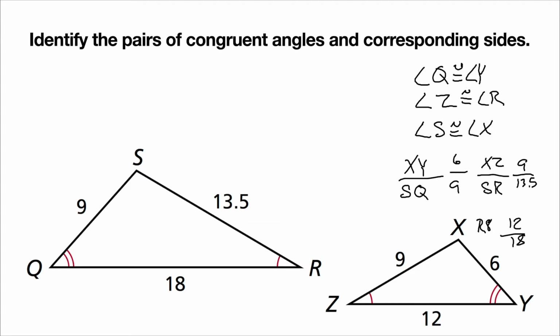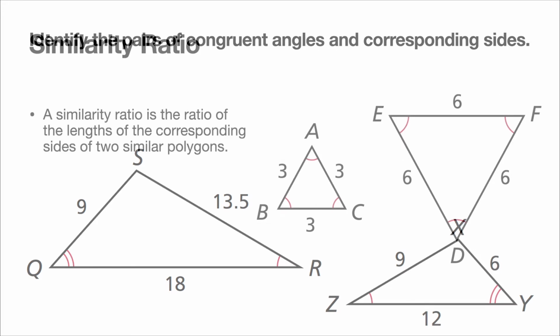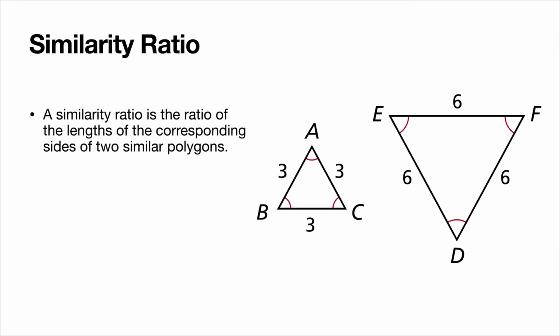Sorry, not RQ. RQ would go on the bottom. But we would say ZY over RQ. These are measurements. All of these will simplify to be 2 over 3, which means that they are similar. That right there is what we actually call a similarity ratio.